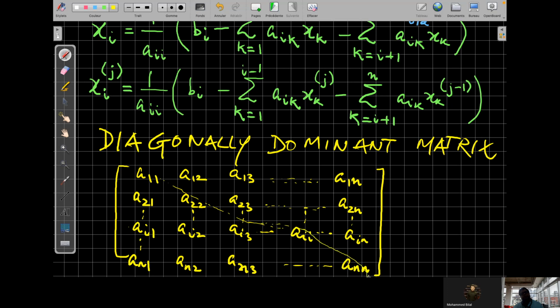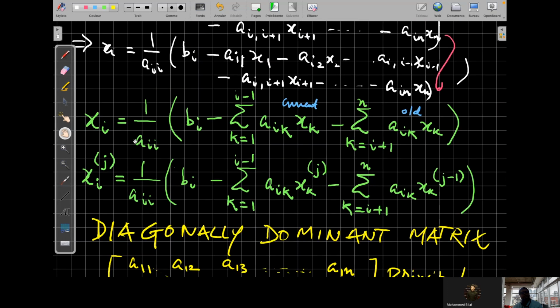AII and ANN. So these are the elements of what we call the principal diagonal. So I'm talking about the fact that for using a Gauss-Seidel method, my principal diagonal has to have the biggest numbers in each row. If I don't do that, remember that if I don't subtract from a bigger number, what will happen here?